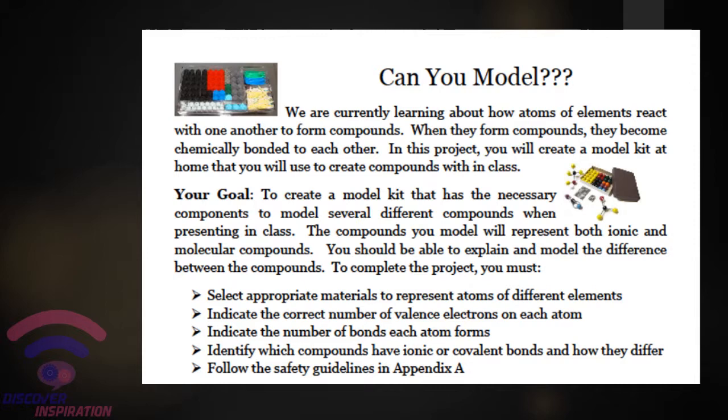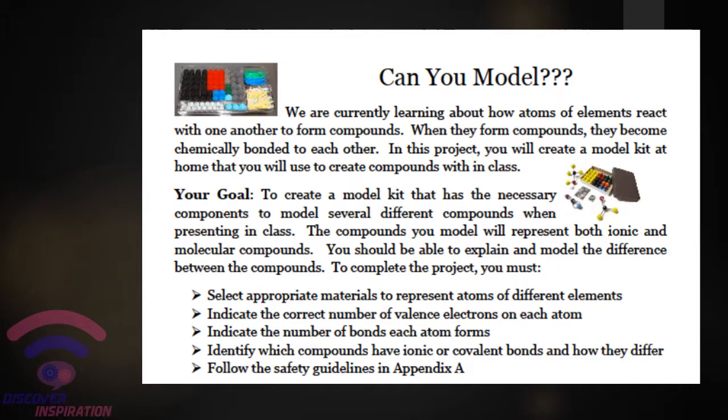So your goal is to create a model kit that has the necessary components to model several different compounds when presenting to the class. You're not going to know which compound I tell you to model. You may come up and I may ask you to model water. I may ask you to model table salt. I may ask you to model ammonia. I'll give you the chemical formula, and we would have talked about these things in class. I'm not going to throw anything new at you, but you don't know which one you're going to be asked to show. So you have to be prepared for all of them, and I'll give you a list of the ones that you're going to have to be able to build when the project comes out.